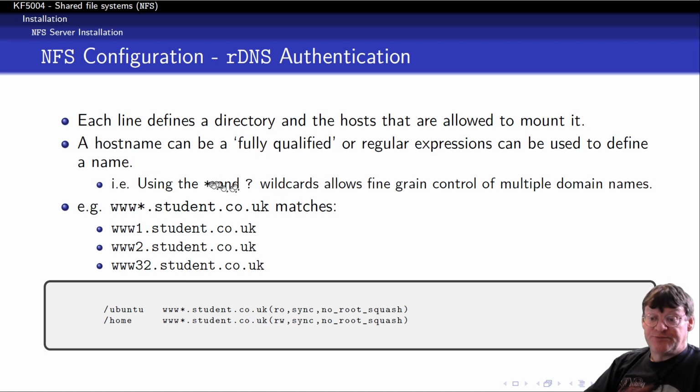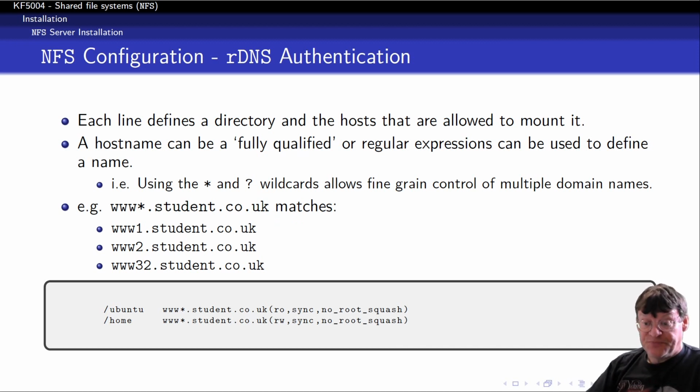Now, to use regular expressions, a question mark represents a single character. A star represents any number of characters. So in effect, if we said www star, that would mean anything with www at the beginning, anything up to a dot, and then student.co.uk. So if we put that in, it would match www1, 2, even www32 with 2 characters. So using this notation, we can actually say to the server, use our DNS.